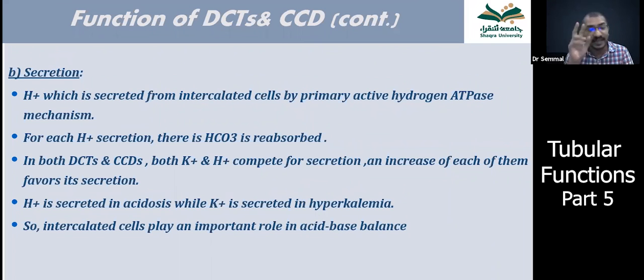In both the distal convoluted tubule and the cortical collecting duct, potassium and hydrogen compete for secretion. An increase in either of them will favor its secretion. We will see that with a picture. Hydrogen is secreted in acidosis, while potassium is secreted in hyperkalemia. So intercalated cells play an important role in acid-base balance.